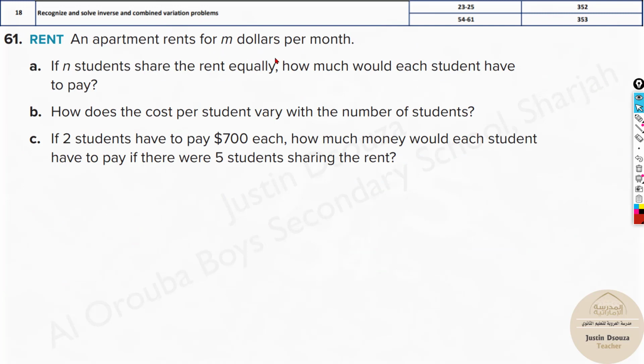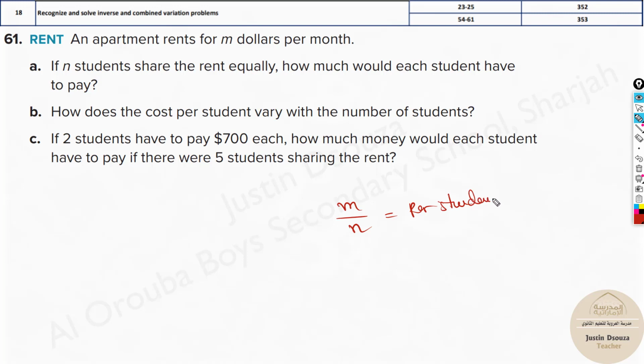An apartment rents for M dollars per month. If n students share the rent equally, how much would each student have to pay? How does the cost per student vary with the number of students? Okay. So they have told the rent is so much over here. If say rent is M and the students are N, each student will pay M by N per student.